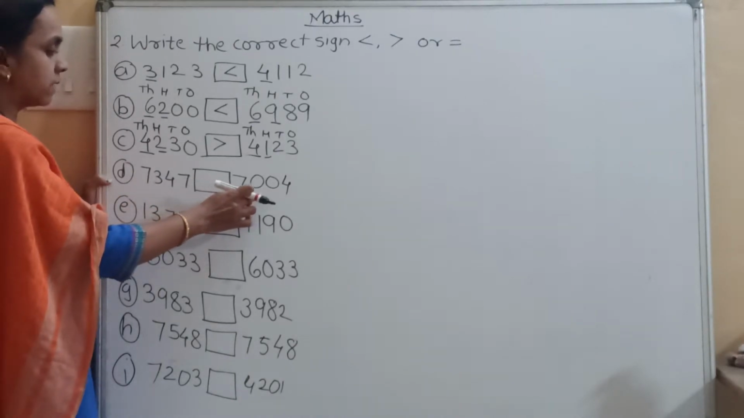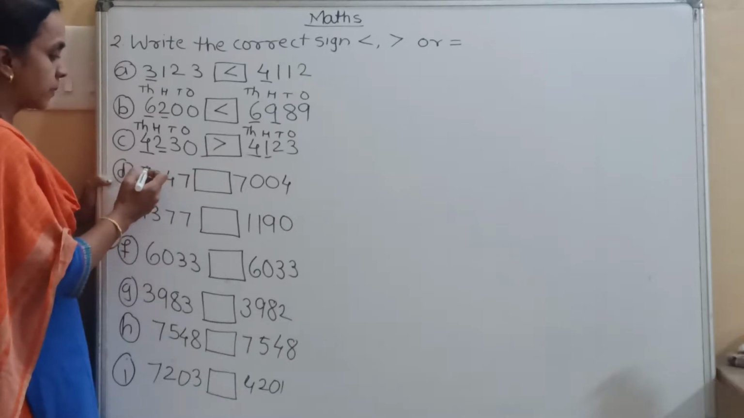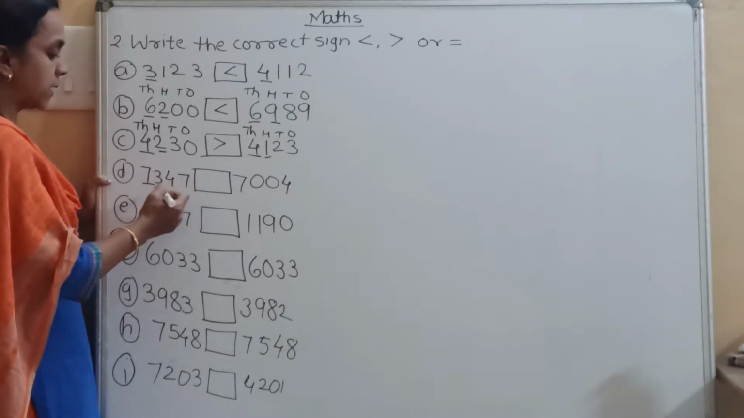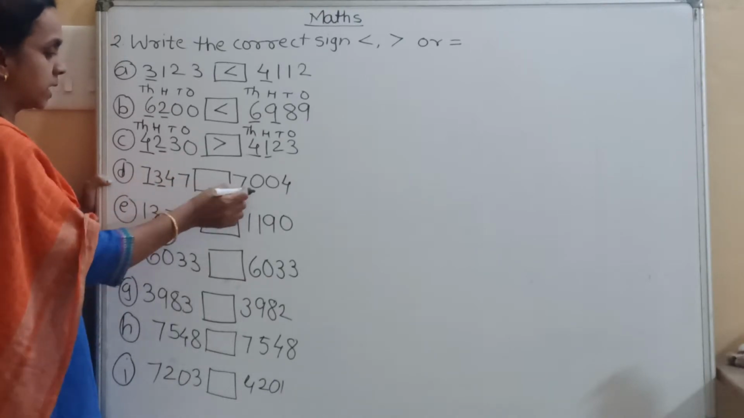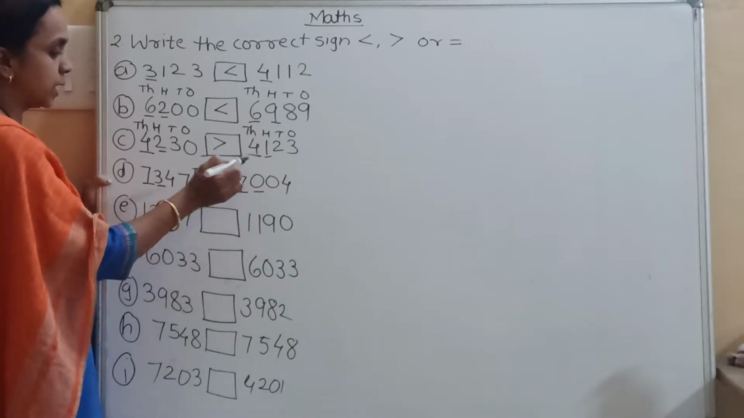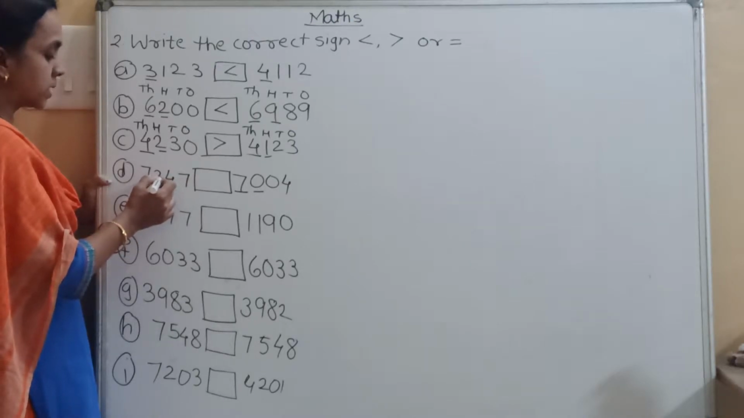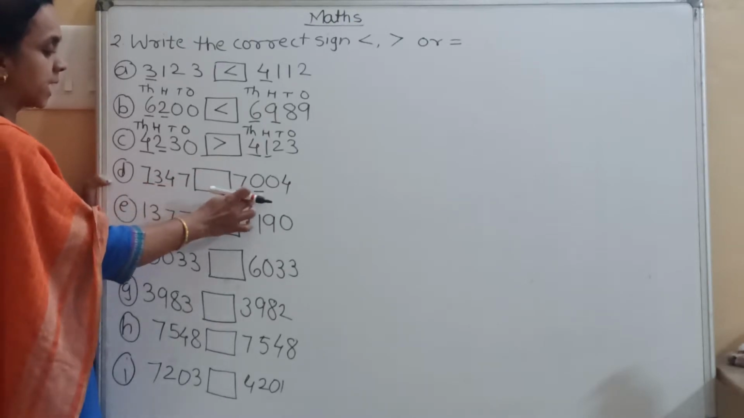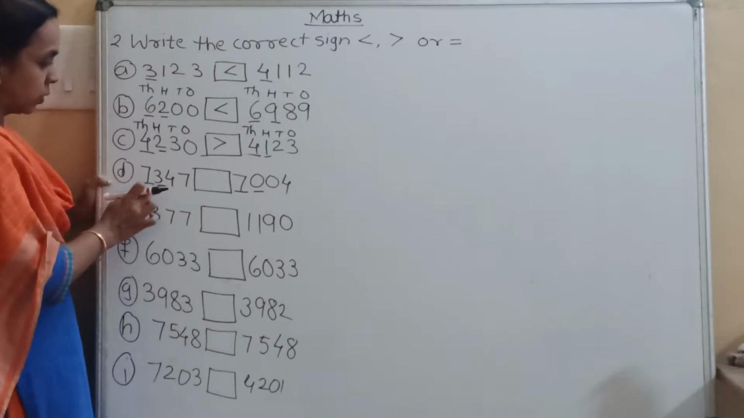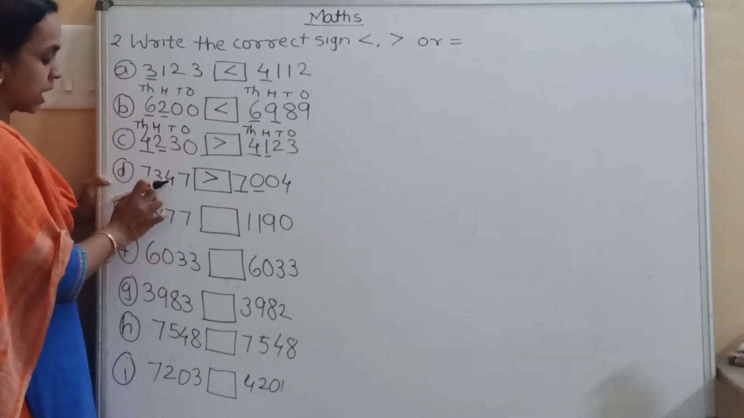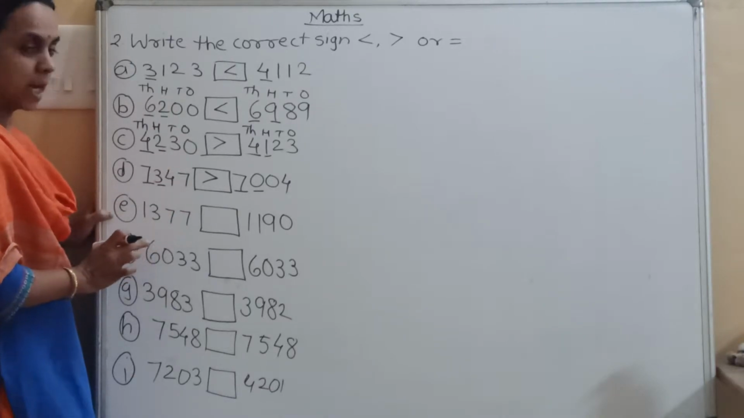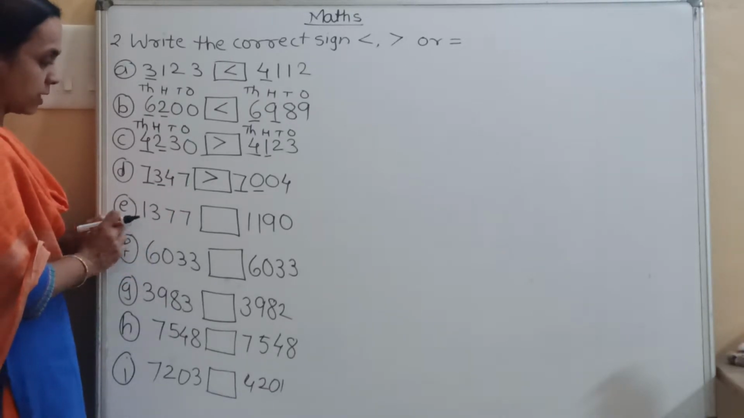Okay. Now see D question. 7347 and 7004. In this thousands place 7 is there, here also 7 is there. In the hundreds place 3 is there, and in this hundreds place it is 0. So 3 is bigger than 0. So what we have to do? We have to give this sign towards this 7347 number.